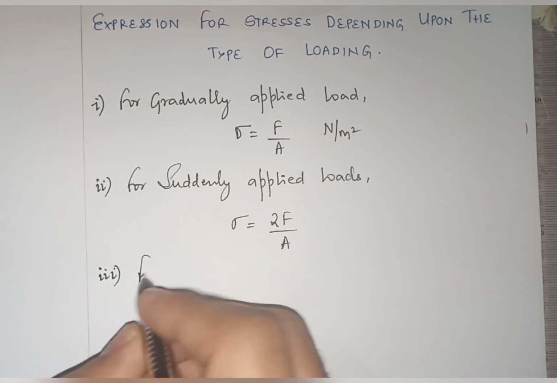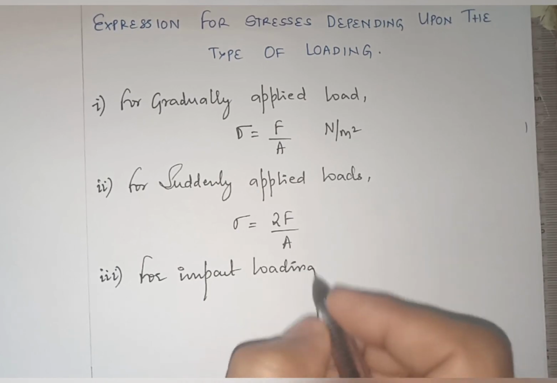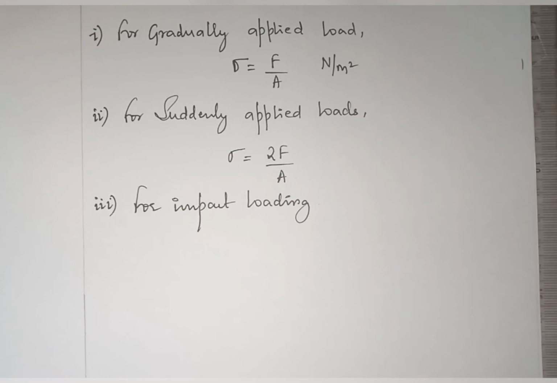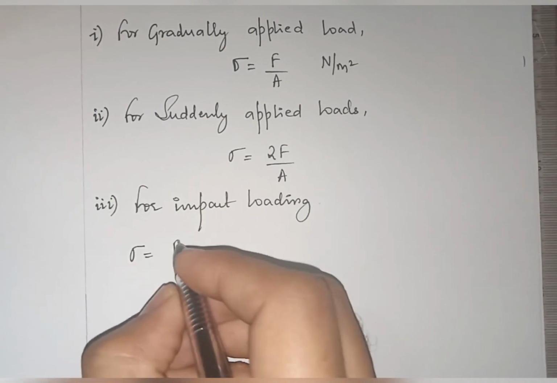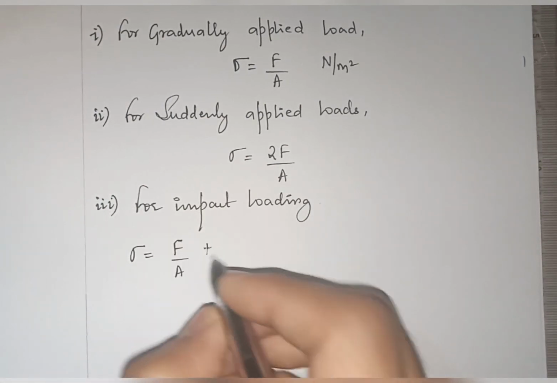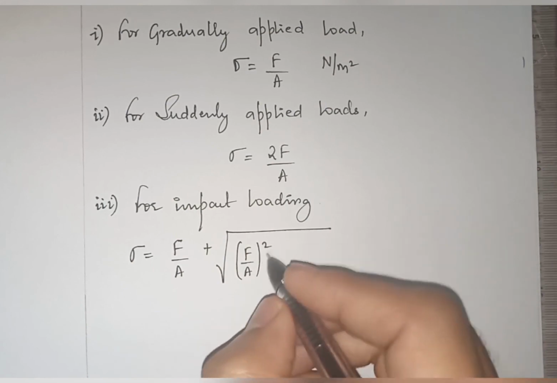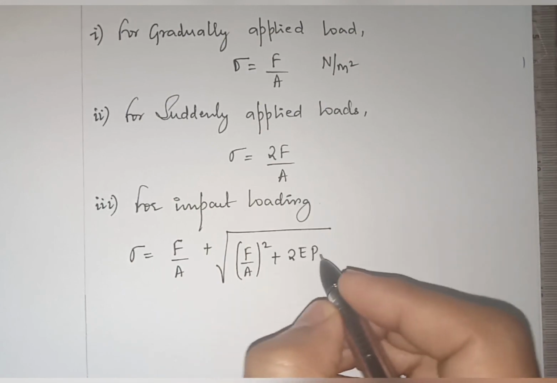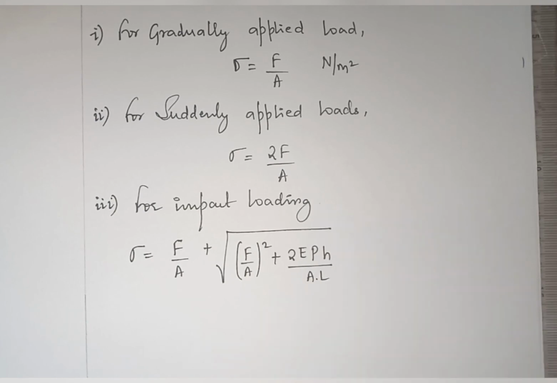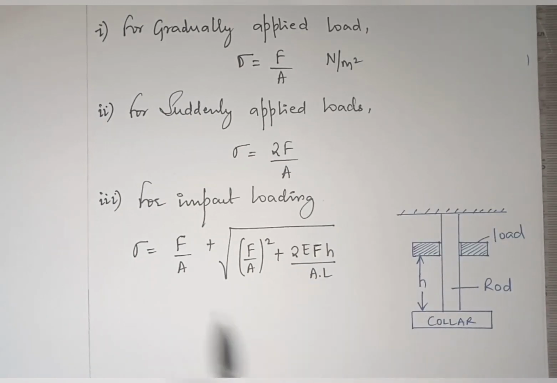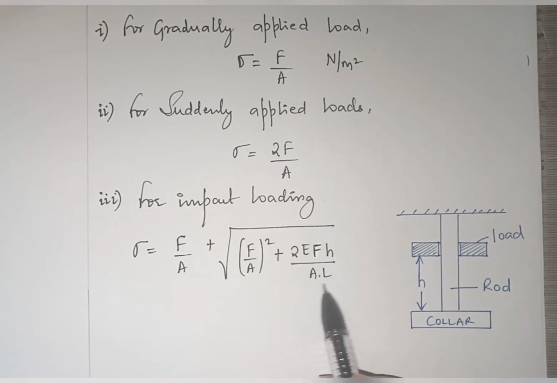And the third one is for impact loading. Now here for impact loading, the expression for stress will be sigma is equal to F by A plus under root of F by A the whole square plus 2 times E F H divided by A into L. Here you can check, sigma is equal to F by A plus under root of (F by A) the whole square plus 2EFH divided by A into L.